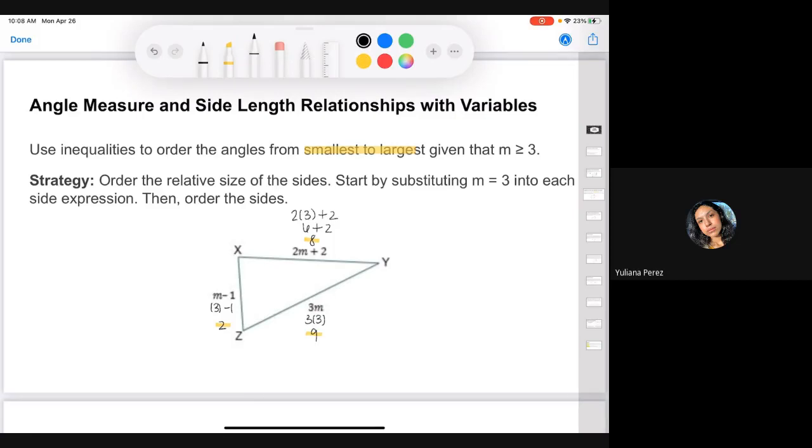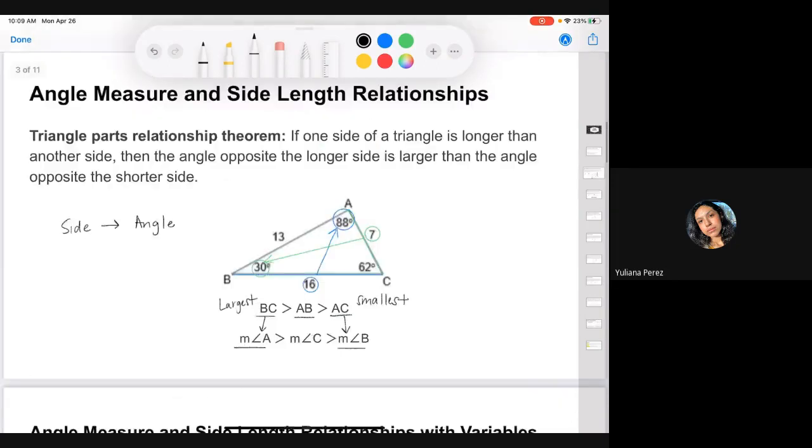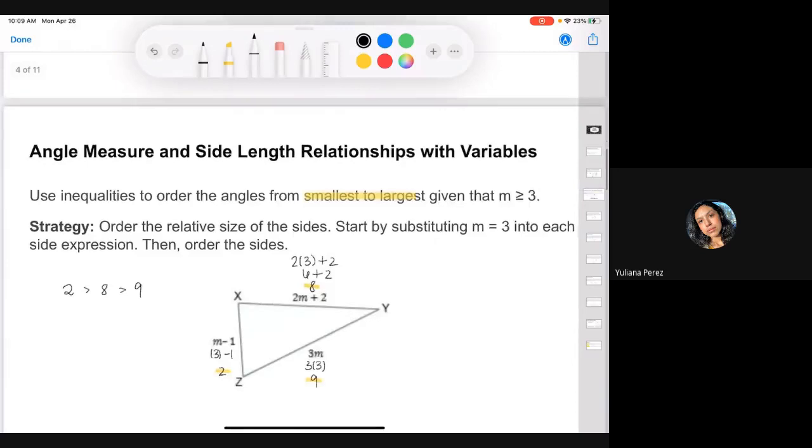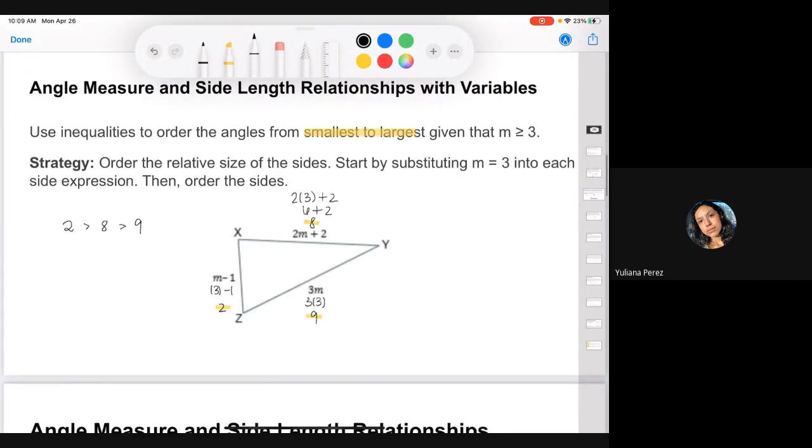Okay, so the first thing I want to do is rank my sides. So 2 would be the smallest, and 9 would be the largest, leaving 8 in the middle. And now we have our triangle parts relationship theorem, which basically tells us opposite the largest side is going to be the largest angle. So here's our largest side. Opposite that is our largest angle, and so that would be angle X.